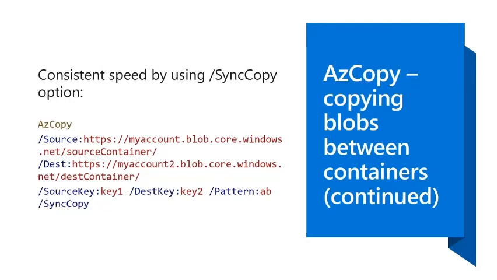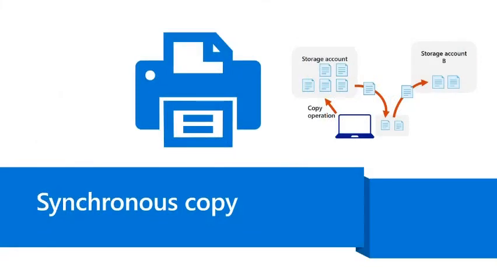The sync copy option ensures that the copy operation gets a consistent speed. Here you see the sync option, synchronous copy. So AzCopy performs a synchronous copy operation by first downloading the blobs to copy from the specified source to local memory and then uploading them to the blob storage destination. So first you download in the local memory and then you upload them. It's not direct.